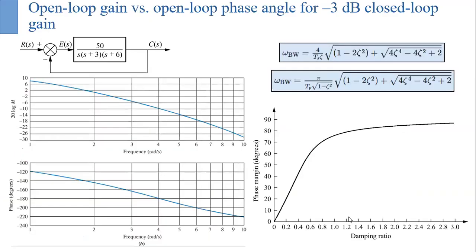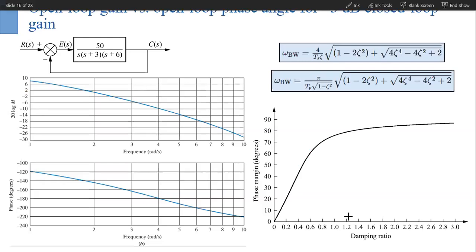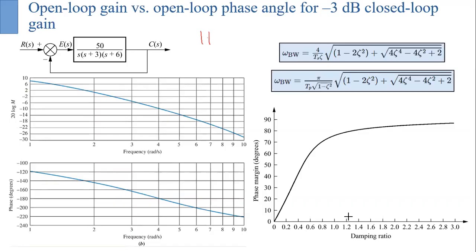In this particular example, example 11.13, the transfer function is provided, and the corresponding frequency response curve is given. You have to find the value of Ts and the value of Tp, the settling time and the peak time. These are the two quantities you have to figure out.